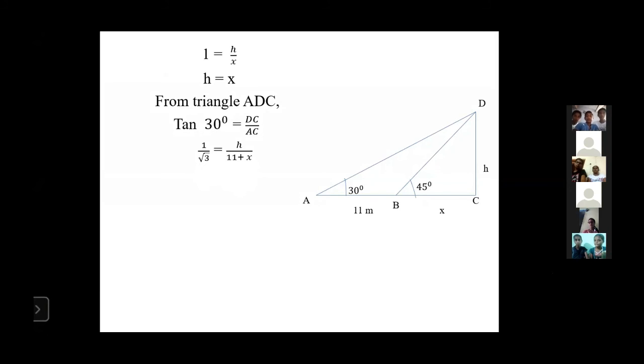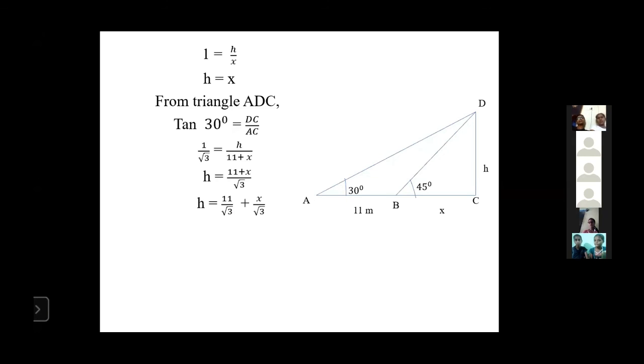Did you get it, friends? Yes, we got it. Now this 11 plus X is in the denominator. When it goes to LHS, it will enter into the numerator. Now H is equal to (11 plus X) by root 3. Here we need to write separate values, that is H is equal to 11 by root 3 plus X by root 3.